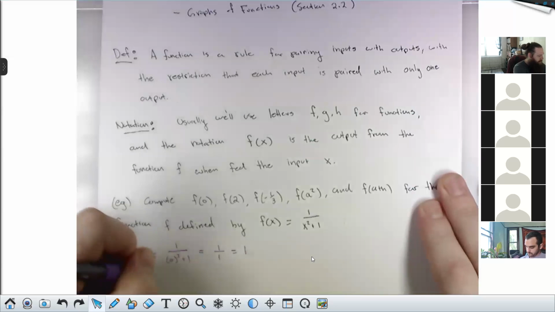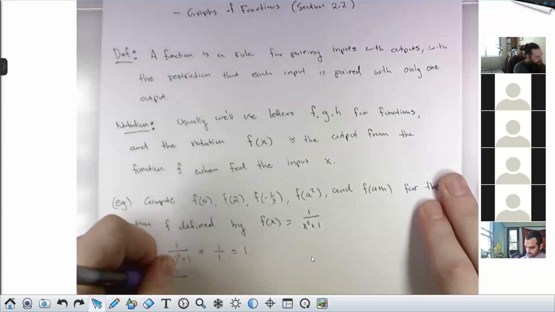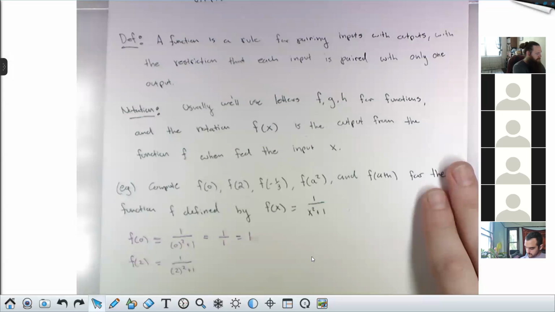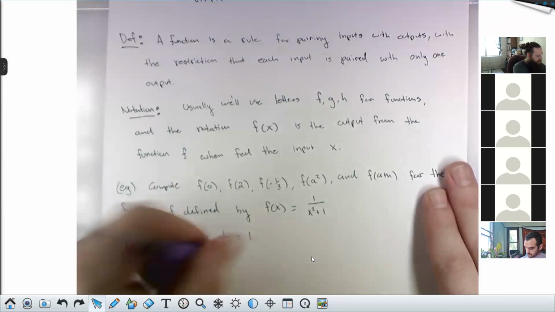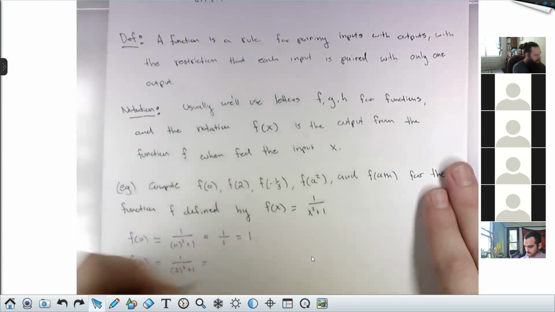The other guys are going to go the same. F of 2 would be 1 over parentheses 2 squared plus 1. And we just write this down and then look, okay, what is parentheses 2 squared? Well, that's the same as 2 squared, that's 4. Okay, so this is 1 over 4 plus 1, which is 1/5.